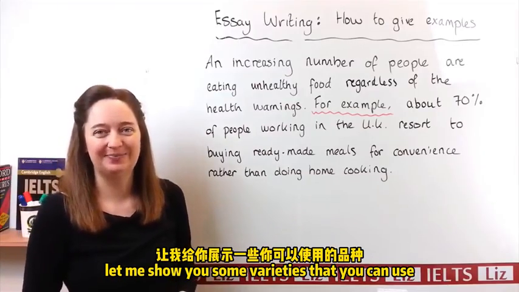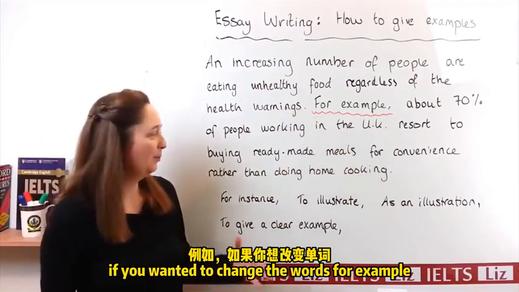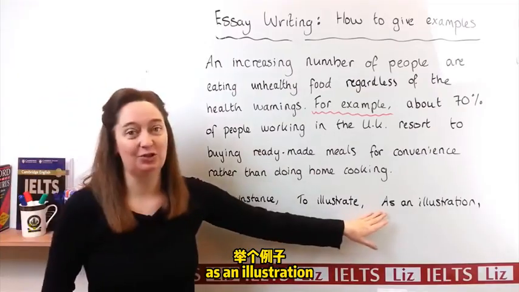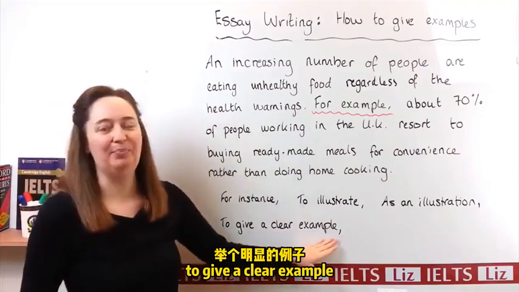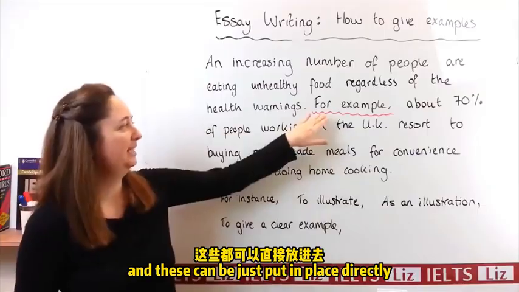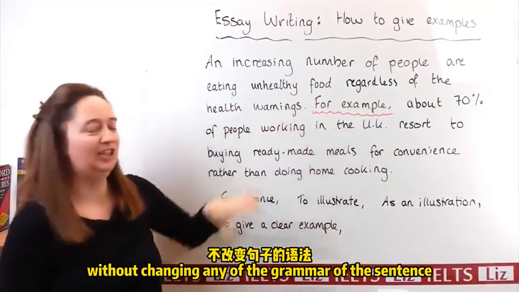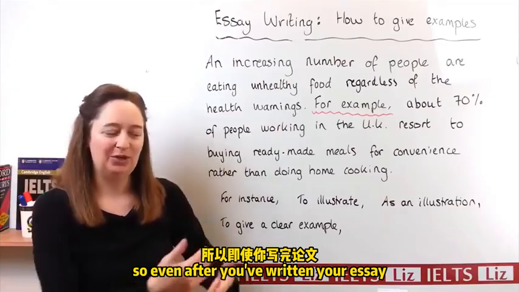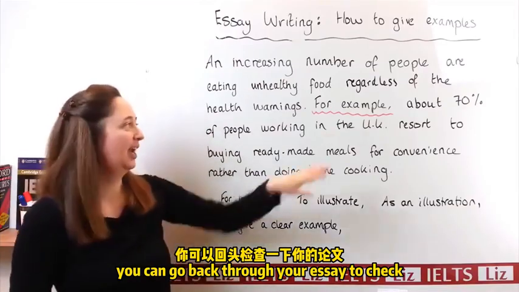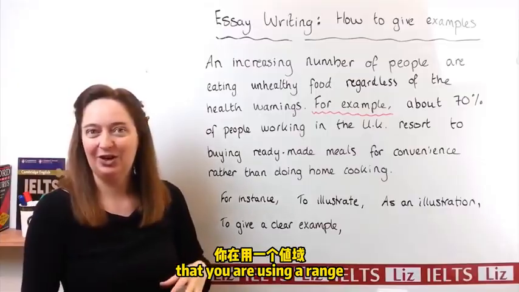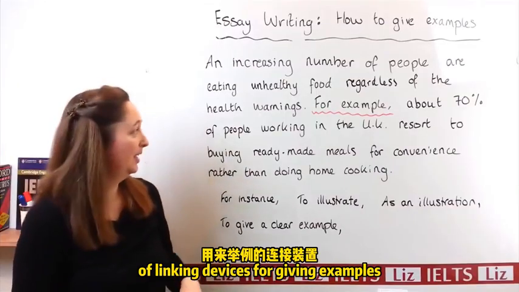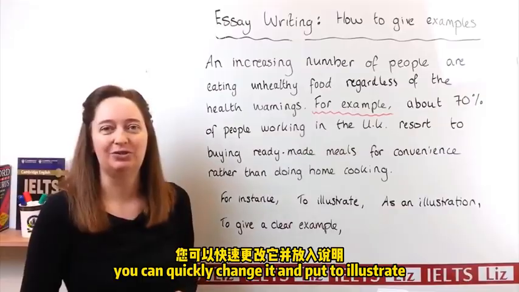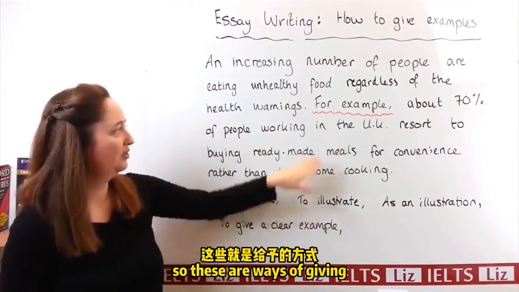If you wanted to change the words, for example, you could write for instance, to illustrate, as an illustration, to give a clear example. And these can be just put in place directly without changing any of the grammar of the sentence. So even after you've written your essay, you can go back through your essay to check that you are using a range of linking devices for giving examples. And if you find that you've repeated, for example, you can quickly change it and put to illustrate. So these are ways of giving examples without changing the grammar.